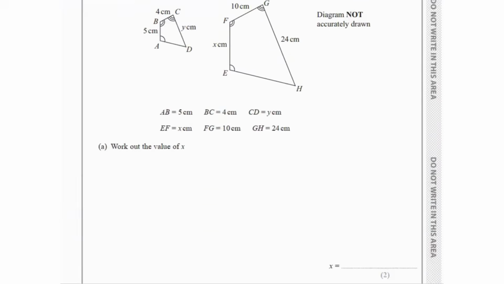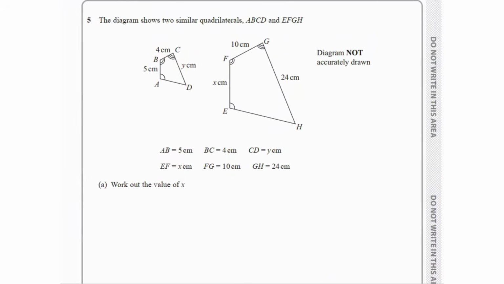Yep. So for Y, now we're going backwards. We're going from the bigger to the smaller shape. So Y would be 24 divided by the scale factor. When you're going from the smaller to the bigger shape, you multiply the length by the scale factor. But if it's the other way around, bigger to smaller, you divide the length by the scale factor. So 24 divided by 2.5 is 9.6 centimeters. That's how you solve questions for similar shapes.